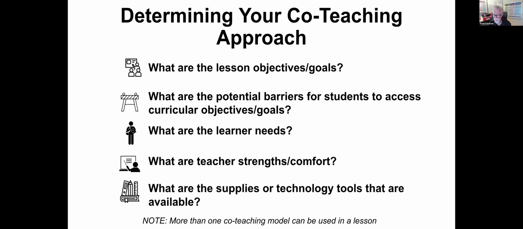So a special note here to remember is that more than one co-teaching model can be used in a lesson. I think that's the versatility of all of this, that you can naturally shift. It's like driving from one speed limit to the other. You can do that, right?